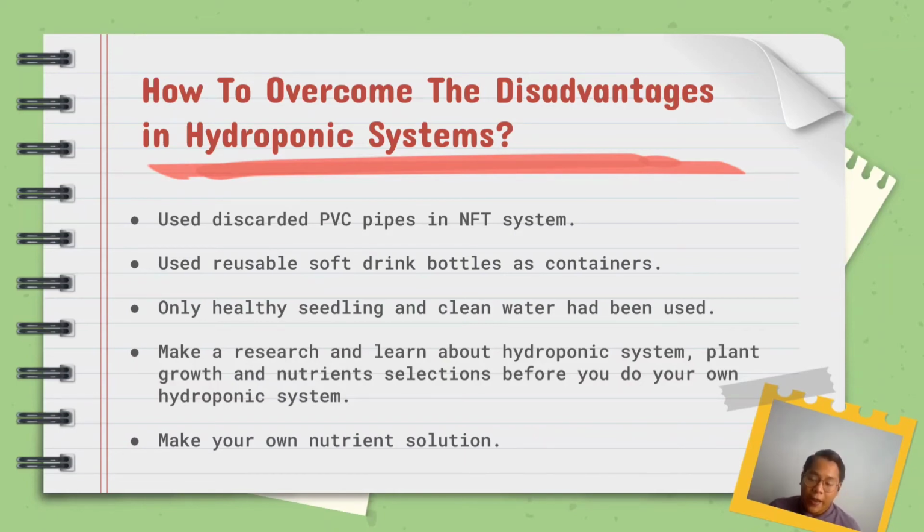What is NFT? NFT is the nutrient film technique that has been used in hydroponic systems. NFT material is really expensive. So by using discarded PVC pipes, you can reduce the price and make your own hydroponic system at such a low cost.